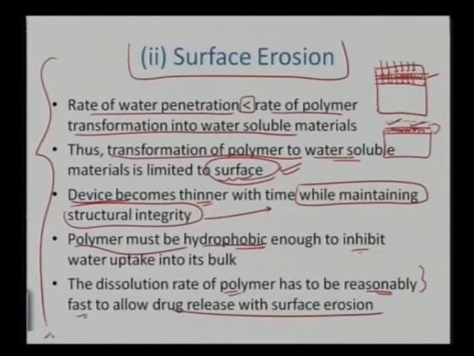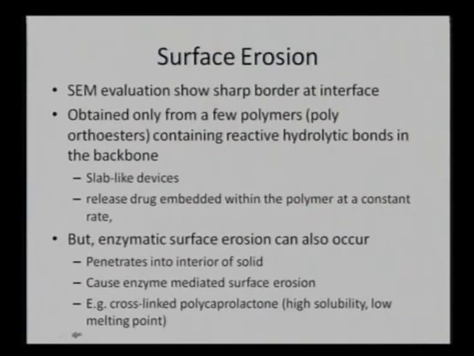So how does it compare with bulk erosion? What is observed here is that the SEM evaluation shows a very sharp border at the interface, because we have water soluble and water insoluble entities, so we can see a very sharp interface between the intact polymer and the degraded part. That is what we can see in surface erosion.